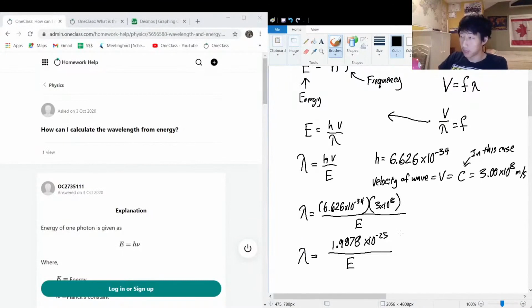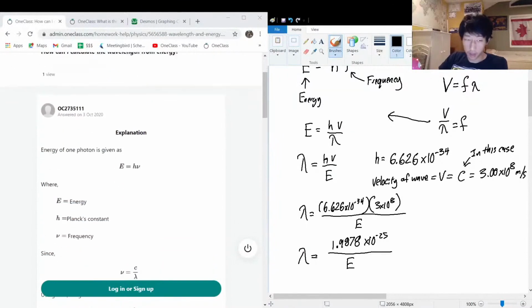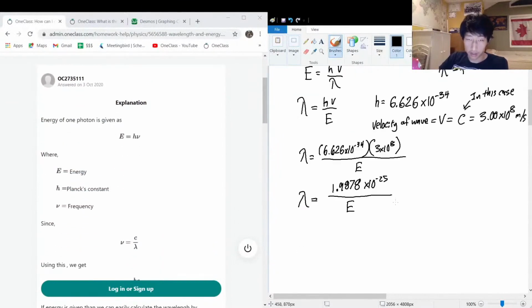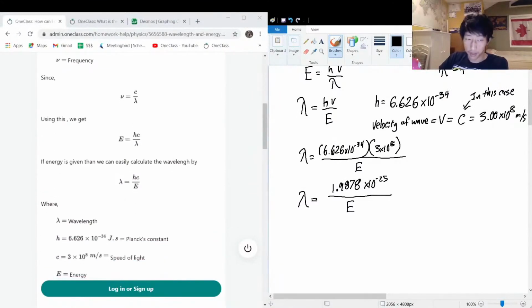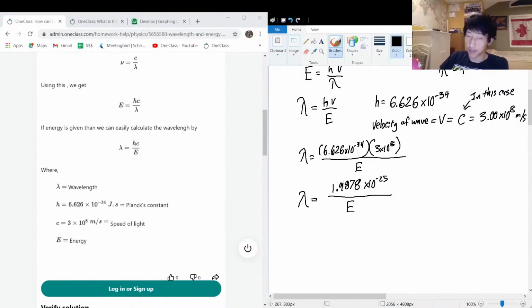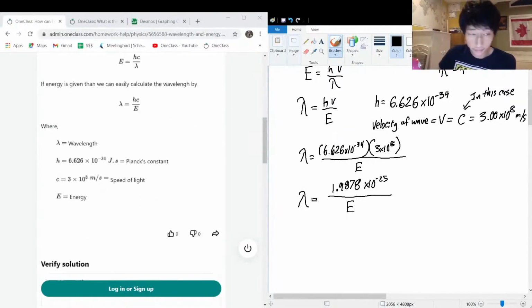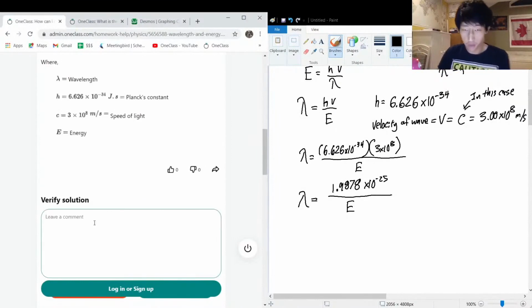Okay, so yeah, this would be your equation: HC over E. Yep, that's exactly what it is, and here is just H and C multiplied together as a single number. So if you're using this equation a lot, it would be easier to use this. Okay, cool.